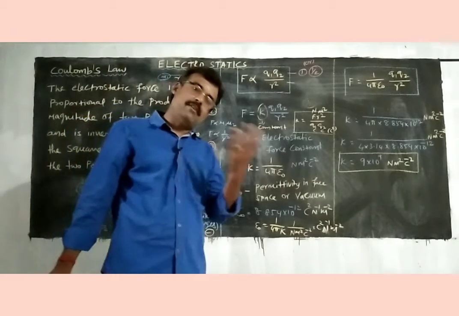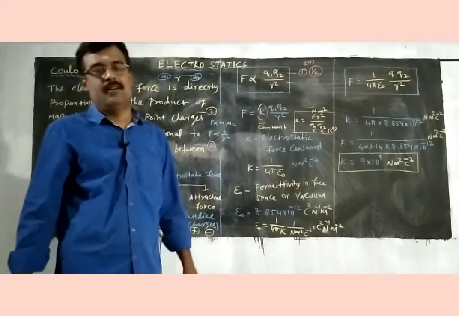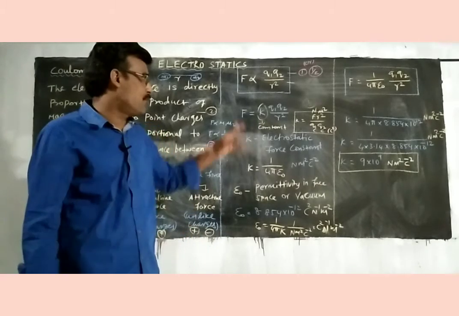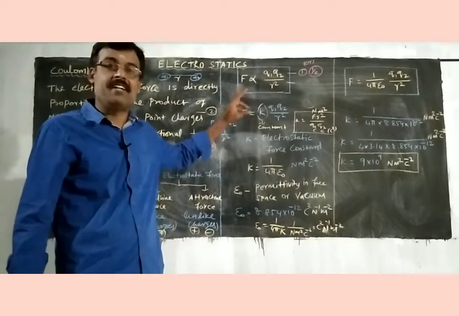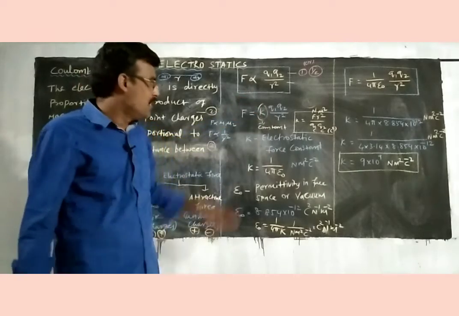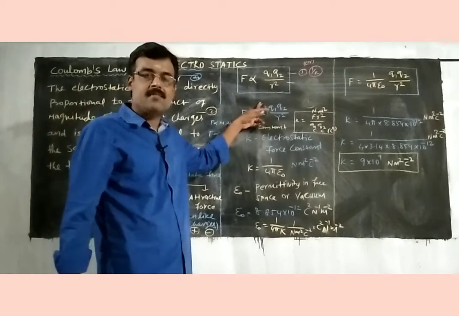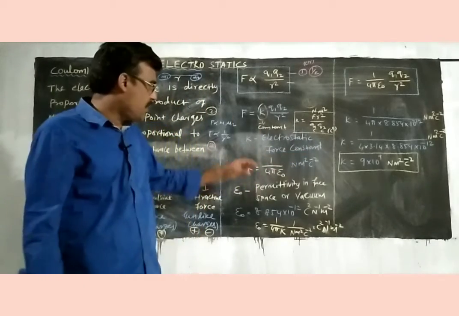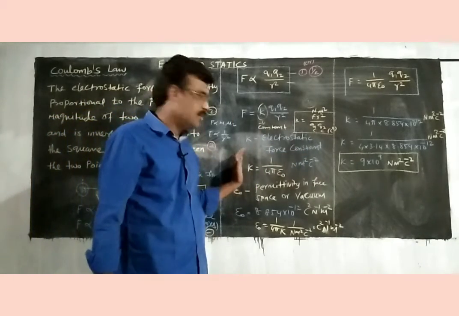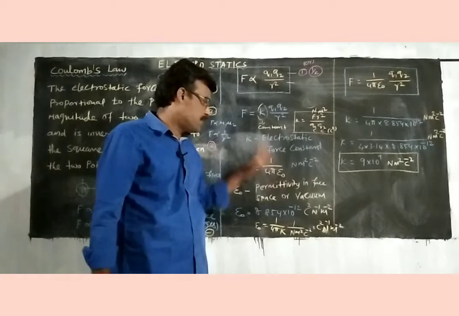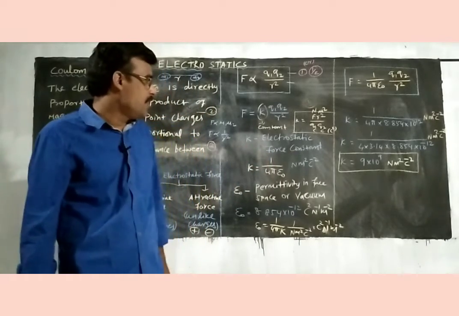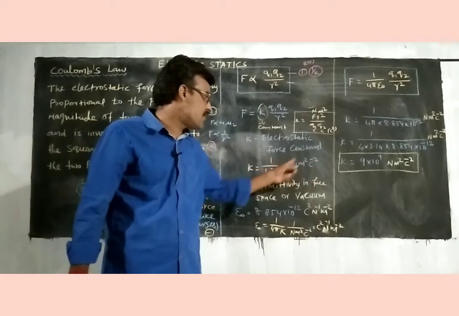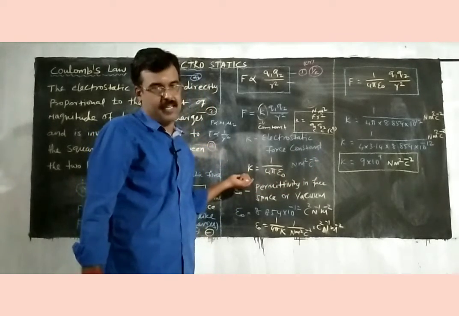Whenever we are in Newton's law of gravitation, you know that there is a force constant, the gravitational constant G. The same way we are putting here, this is what is called the electrostatic force constant. The value of this electrostatic force constant K is equal to 1 by 4 pi epsilon naught. We can write here Newton meter square C minus 2. This is the SI unit of this K.